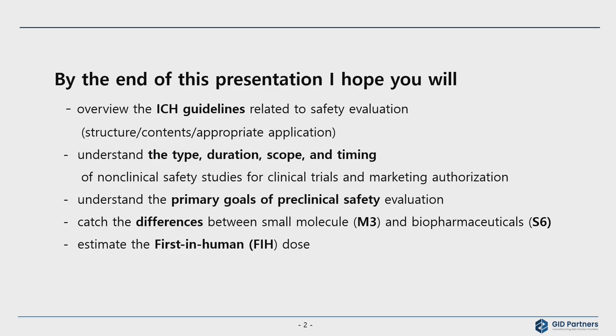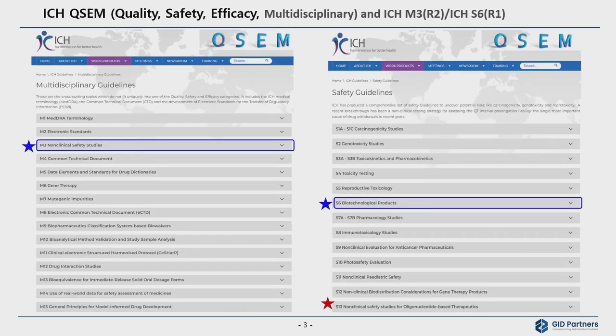And preclinical safety study, why do we do this? Of course, we sometimes do the preclinical study for the sake of the preclinical study, but we want to know and share why it is important and why we are doing this. Usually M3 is dealing with small molecules and S6 is dealing with the biopharmaceuticals, so I want to share the difference between the two. And for people like us who do the safety evaluation, the first in human dose is really important. So that's also something I want to talk about.